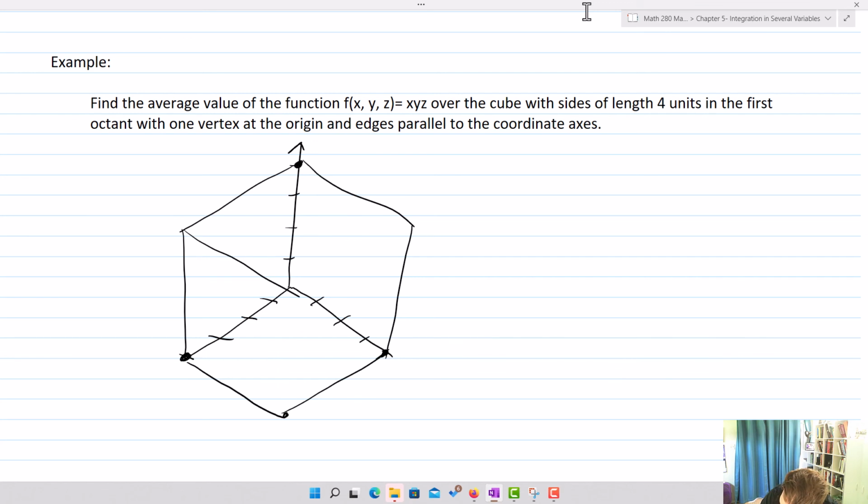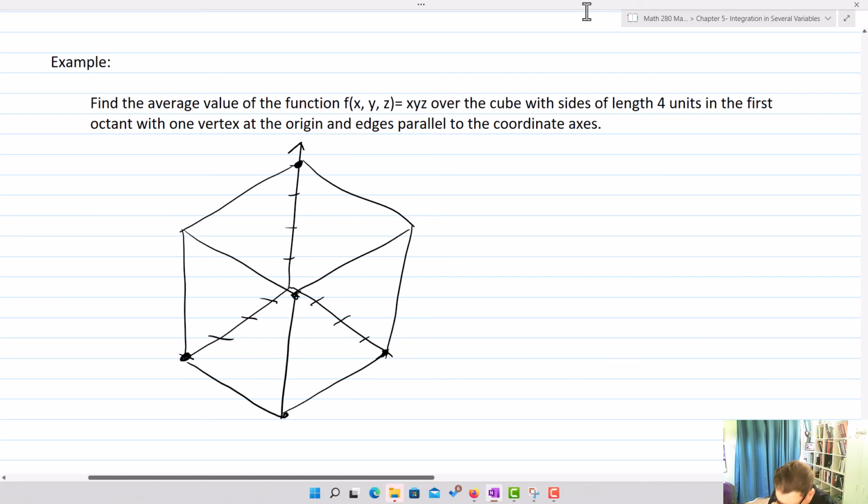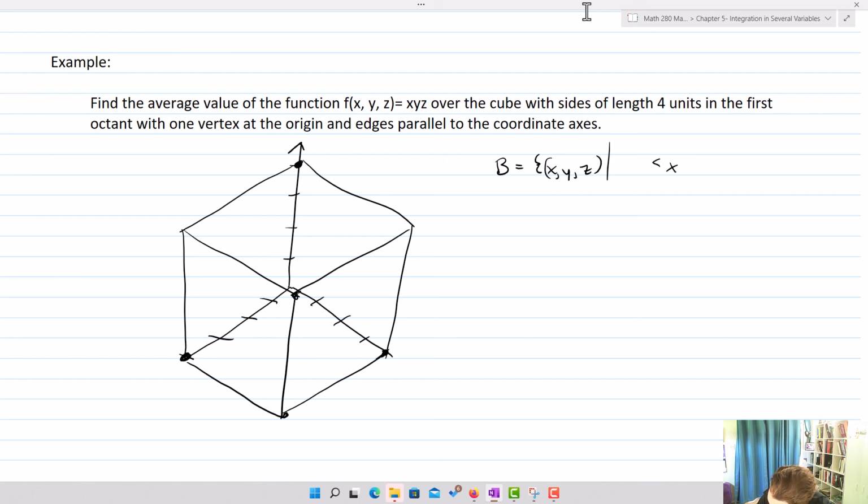And so what we've got here is a simple rectangular region. This region is our box B. It's going to equal the set x, y, z such that x is greater than or equal to 0, less than or equal to 4. Y is greater than or equal to 0, less than or equal to 4. And z is greater than or equal to 0, less than or equal to 4.